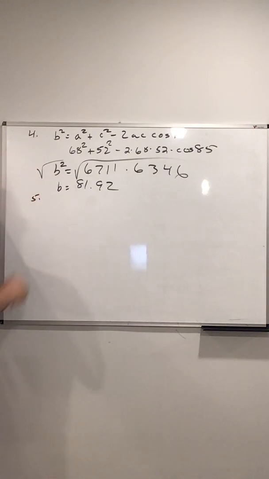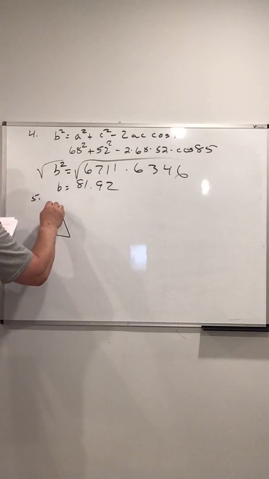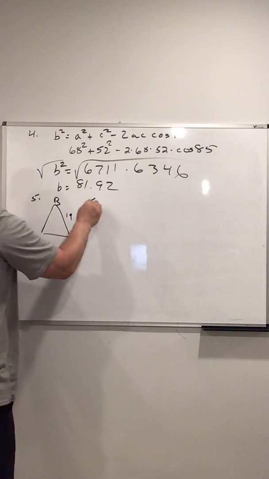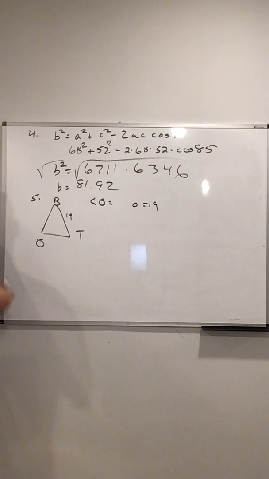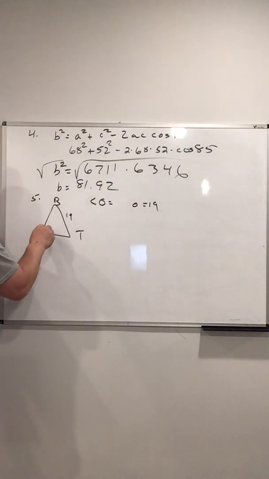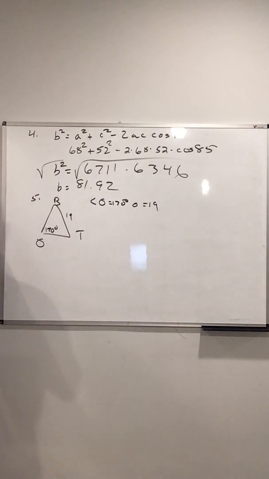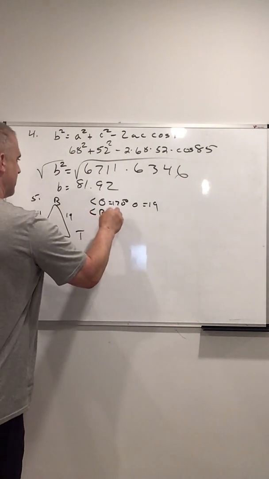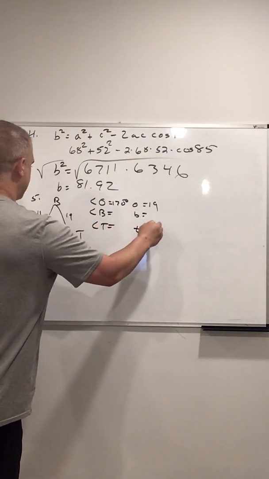Question 5, they want us to find side b here. So I'm going to go ahead and draw this triangle out, OBT. They told me that angle O, side O, is 19. Angle O is 170 degrees. Side T is 11. So little b we don't know, angle T we don't know, but side T we do.